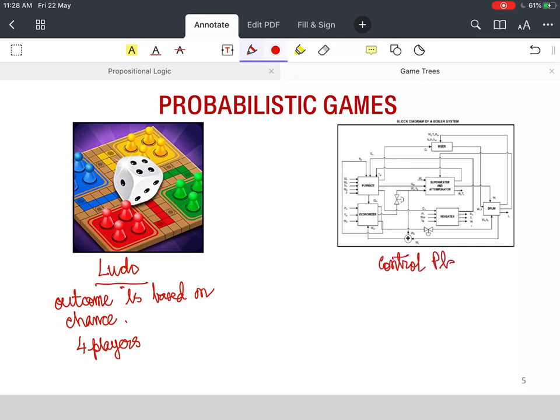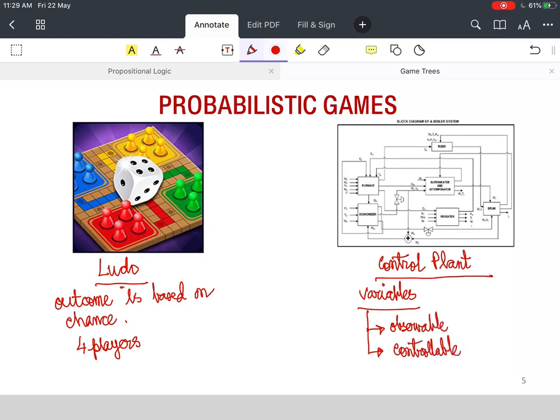Here is the famous control problem that we talked about, control plant. In this control plant, as we have discussed the other day, there are a set of variables which define the state space. These variables are of 2 categories: observable and controllable. Now, in this control plant, some of the variables are observable and some are not observable. Similarly, some of the variables are controllable and some are not controllable, which means that the person who is trying to control this plant has got imperfect, or incomplete, information.